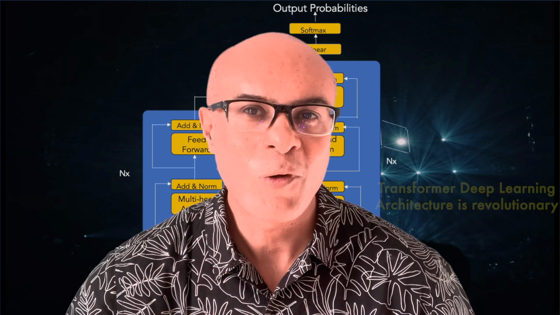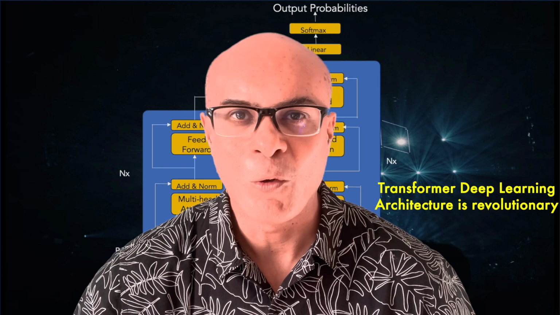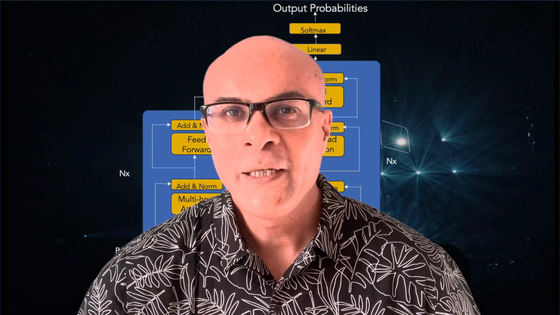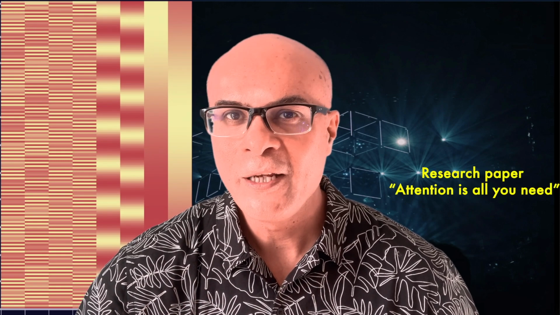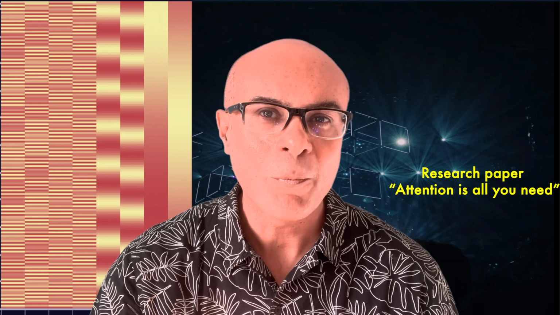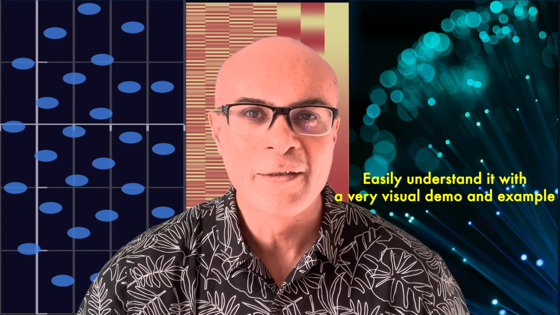Hi my friends, the transformer deep learning architecture has taken the AI world by storm. It is the basis of ChatGPT as well as many large language model applications. The architecture is based on the paper "Attention is all you need." It is a very complex architecture and very geeky to understand. However, I will demonstrate this revolutionary architecture visually with a very simple example.